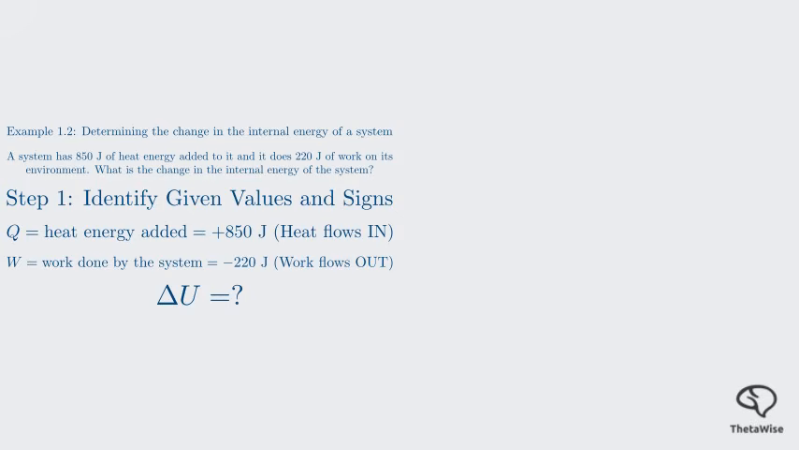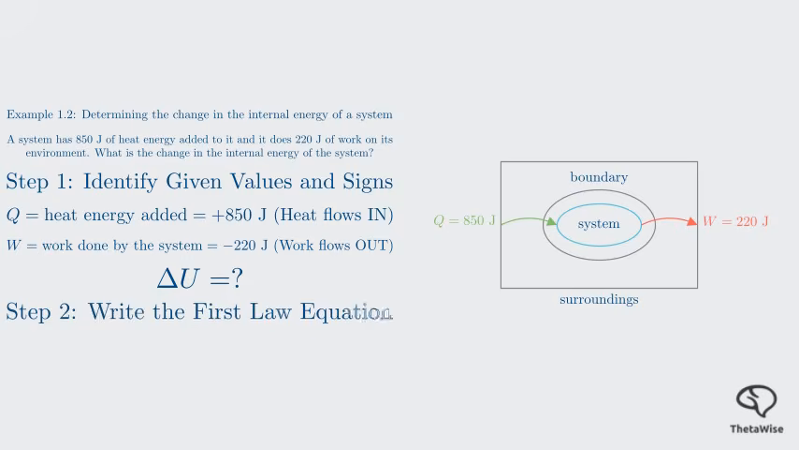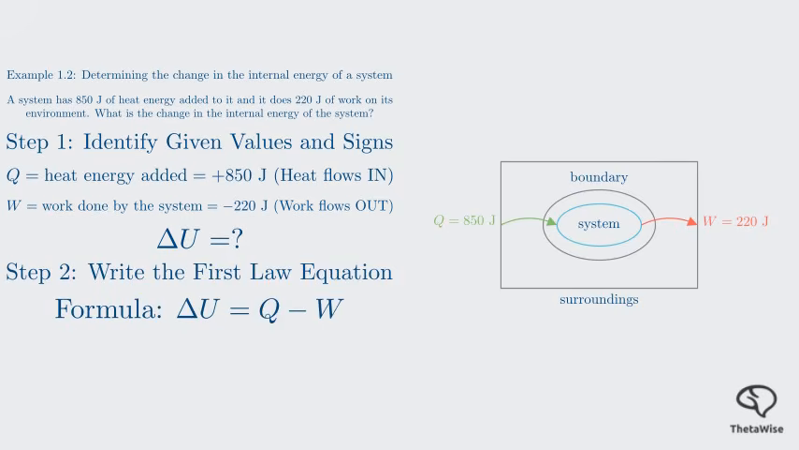The system does 220 joules of work on its environment. Again, from our table, this means W is negative, so W equals minus 220 joules. We are solving for dU, the change in internal energy. The diagram provided also visually confirms these signs. Notice the Q arrow pointing in and the W arrow pointing out, which matches our convention. Now we write down the first law equation. dU equals Q minus W.